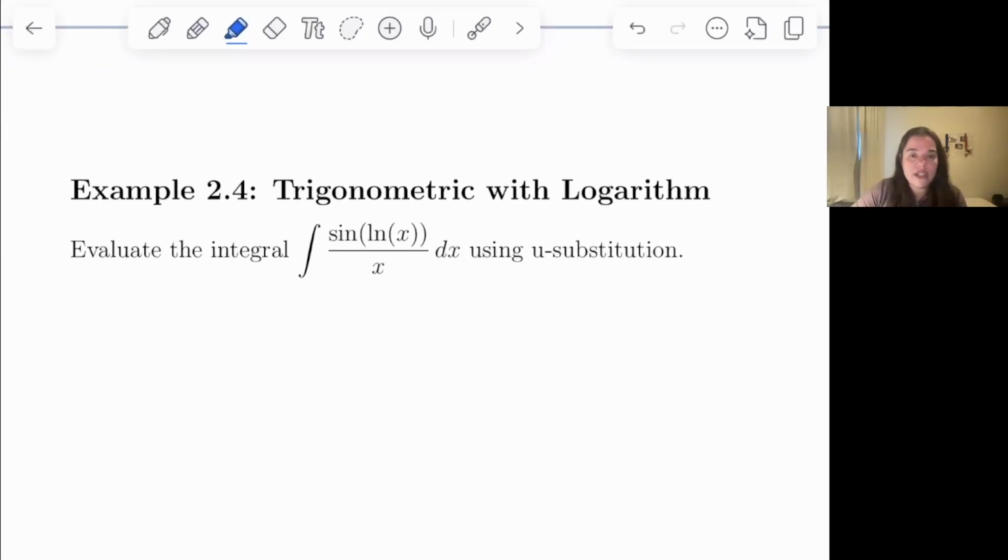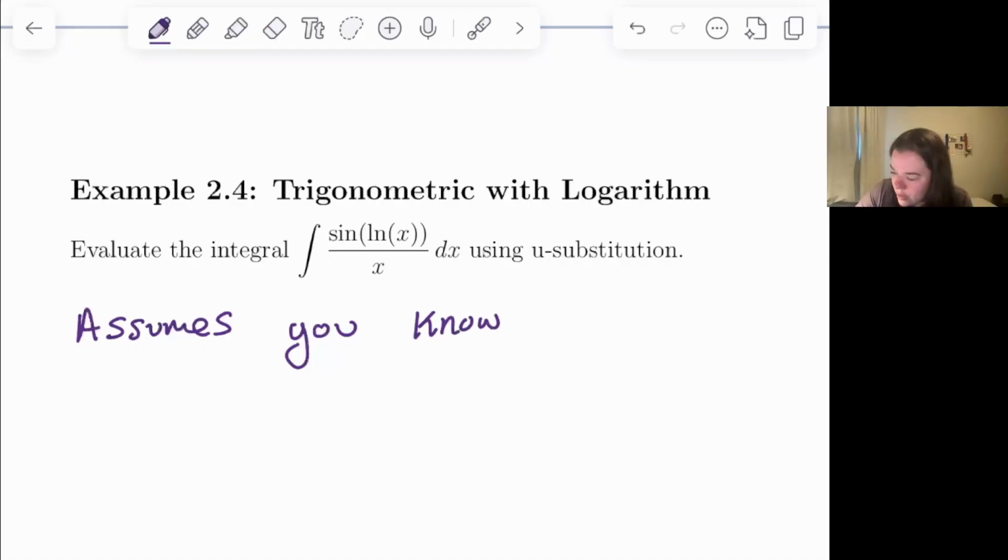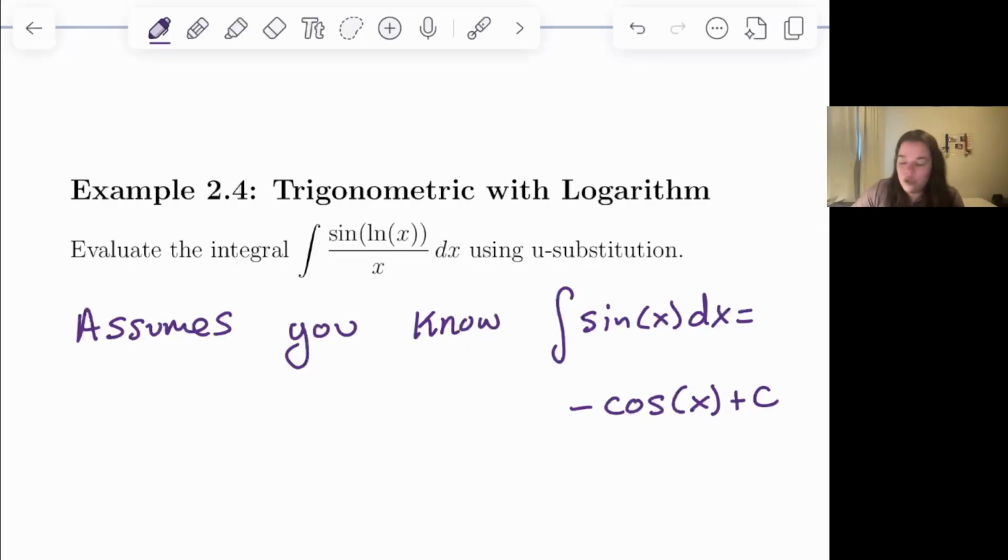Oh, this one looks awfully scary. A trig function with a logarithm in it. So this requires that you know, or have learned, that the antiderivative of sine of x dx is equal to negative cosine x plus c. So you will have had to have learned this fact, the antiderivative of sine of x, to proceed with this problem.